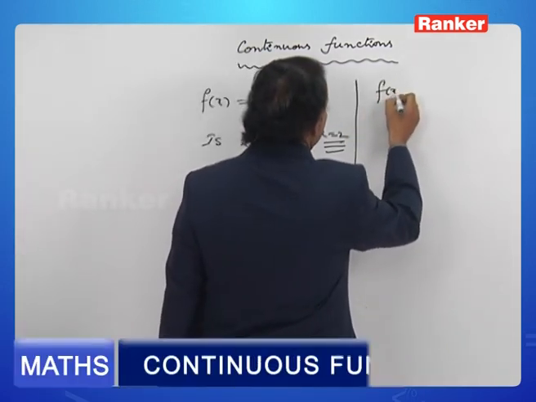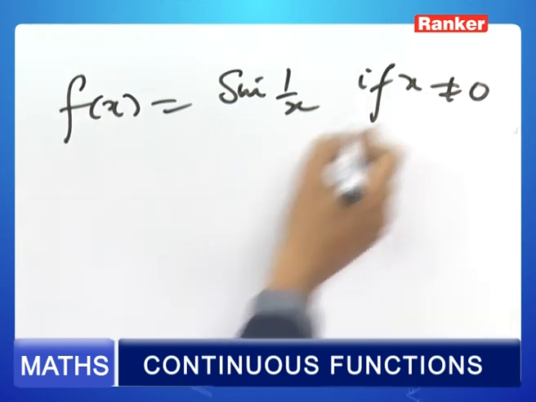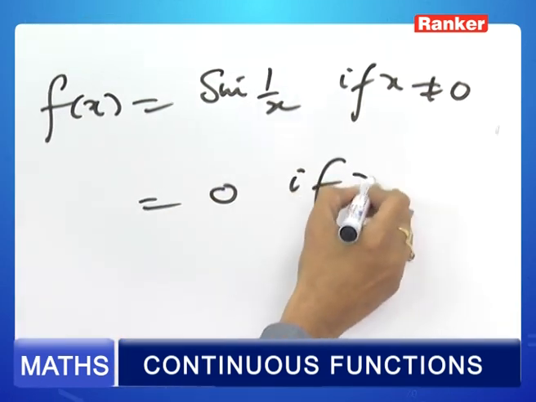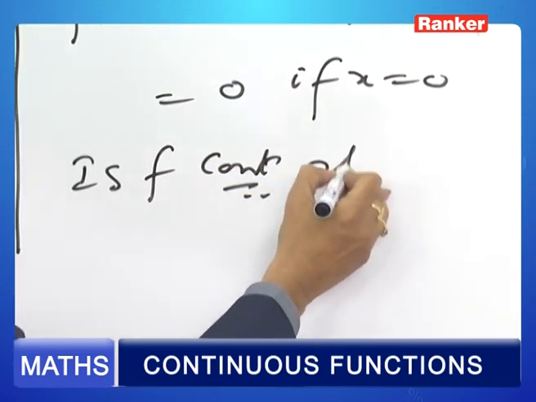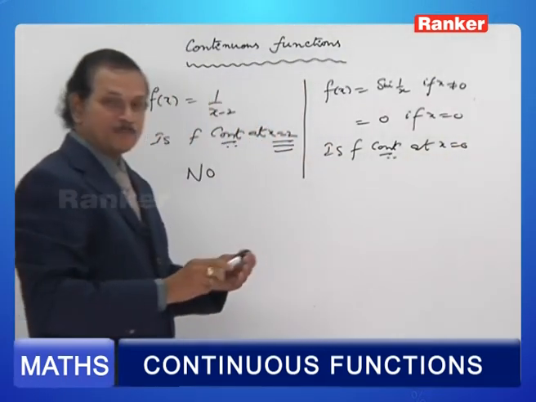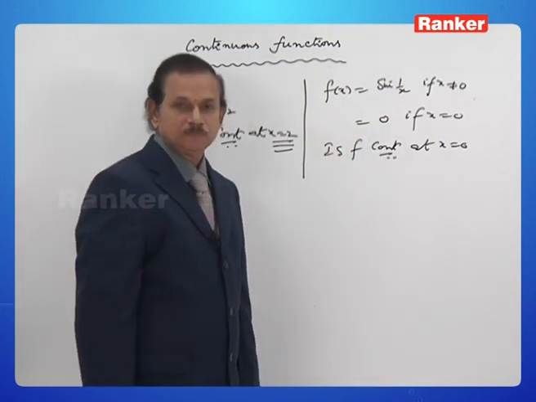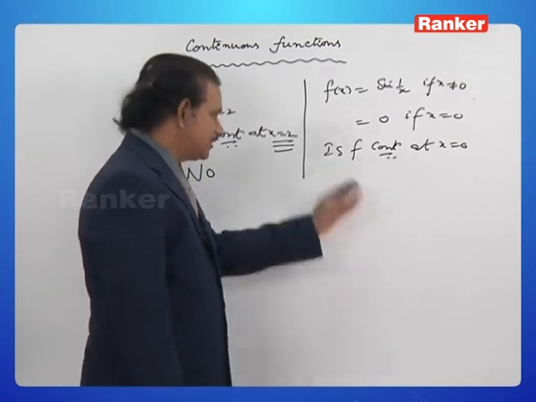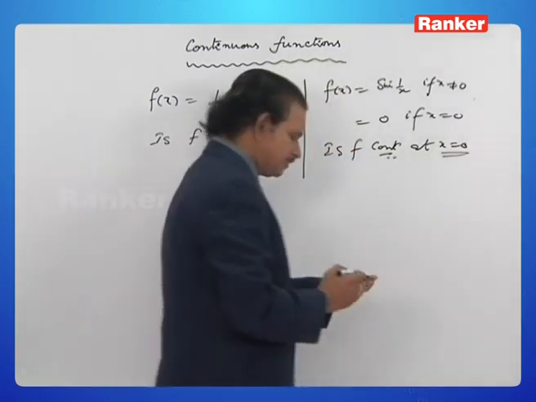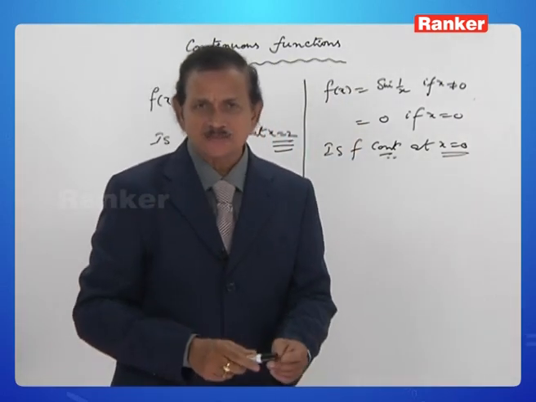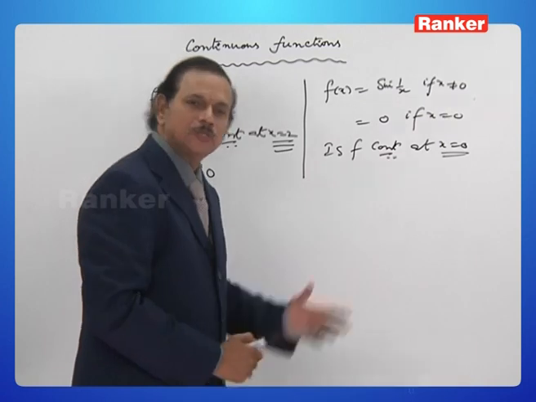f of x is equal to sine 1 by x if x is not equal to 0, and is equal to 0 if x is equal to 0. Is f continuous at x is equal to 0? He is asking. Observe the problem. f of x is sine 1 by x if x is not equal to 0, and it is 0 if x equal to 0. What is the question he is asking? Is f continuous at x equal to 0? He likes to inquire of the continuity at x equal to 0.